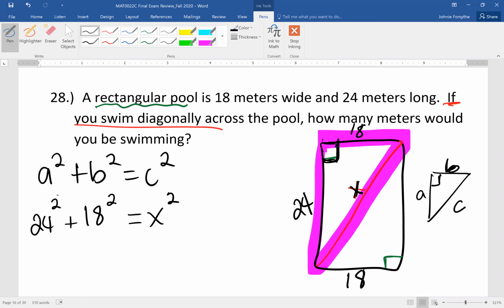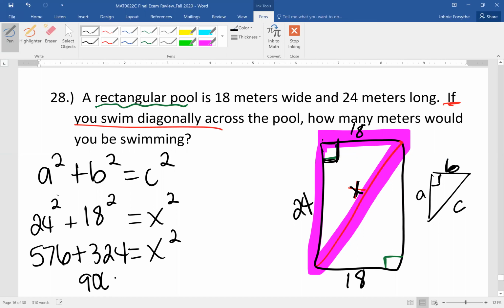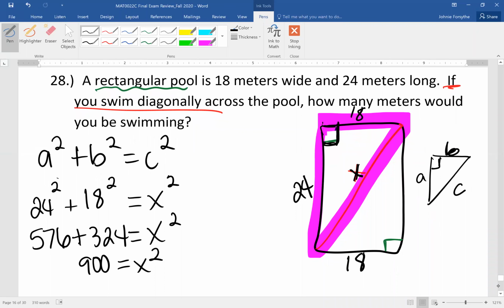So to do that, we'll need to find 24 squared, which is 576, plus 18 squared, which is 324, equals X squared. So 576 plus 324 is 900, equals X squared. So to solve for X, we would need to undo that square by finding the square root. The square root of X squared just leaves you with X. But you have to take the square root of both sides because this is an equation.